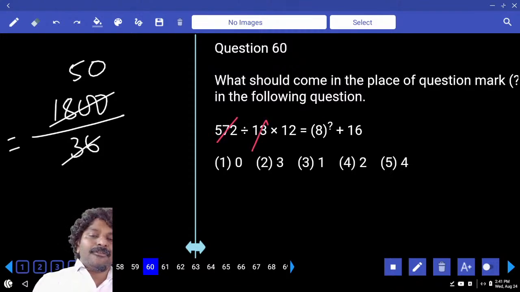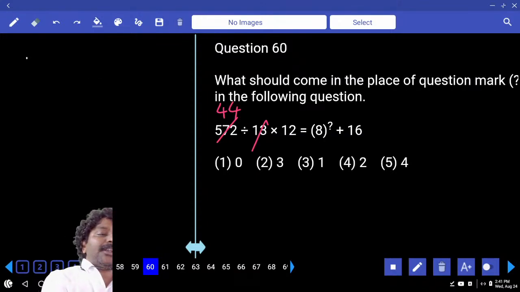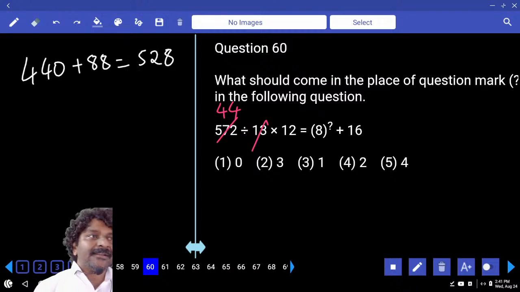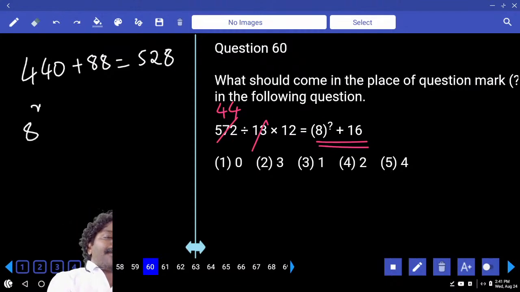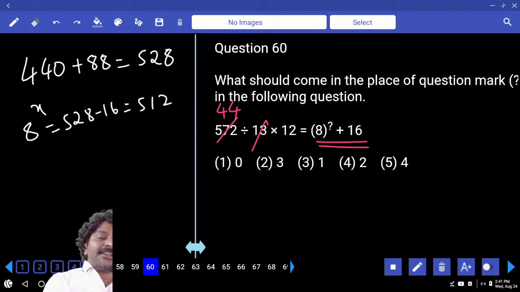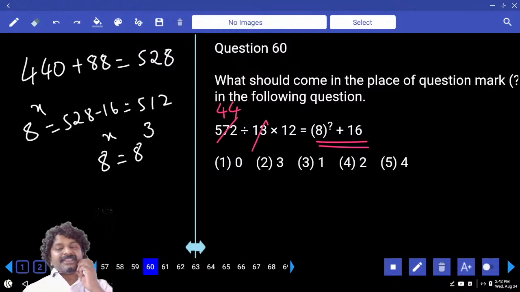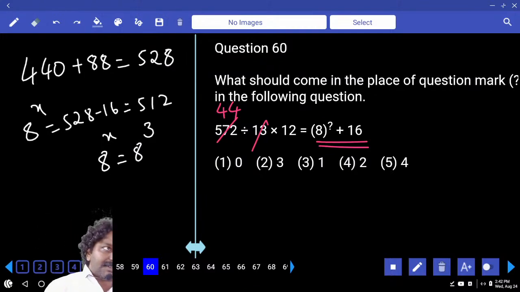13, 4 times 52, again 52, 4 times. 44 into 12, that is 44 10 times plus 44 2 times, which is 528, correct, is equal to 8 power x plus 16. 8 power x is equal to 528 minus 16, which is 512. 512 can be written as 8 cube. Then x is 3. Option 2. Second option answer.